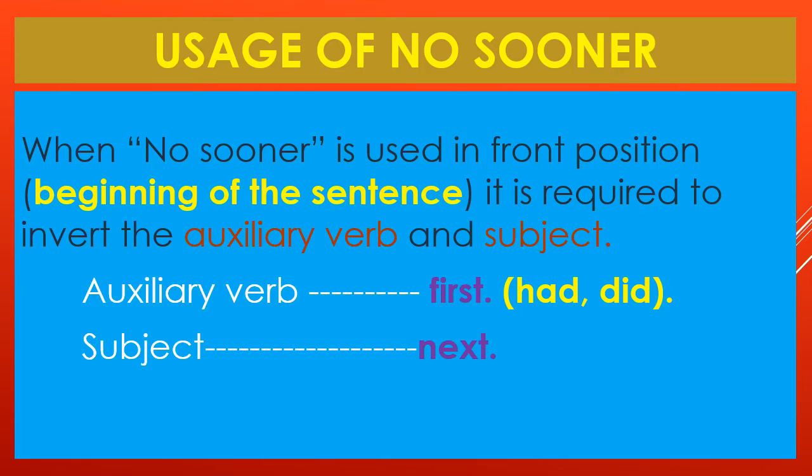The auxiliary verbs we generally use are had and did. See, auxiliary verb plus subject when you want to use no sooner. Don't use subject plus auxiliary verb. It should be used as auxiliary verb plus subject. Okay, children, you remember this thing?